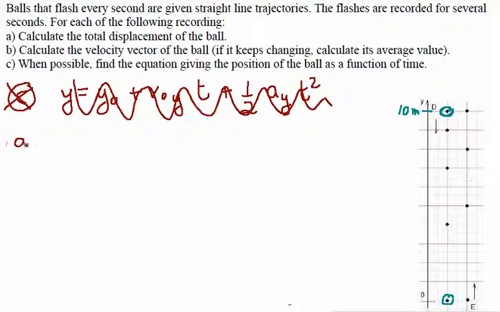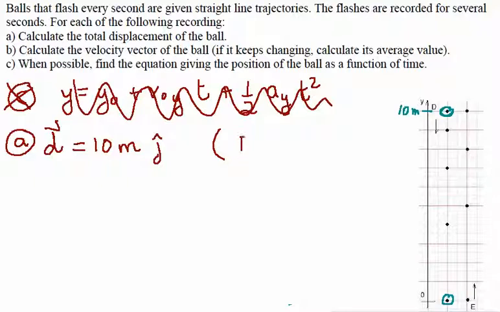Now for A, I can calculate the displacement. So the displacement is 1, 2, 3, 4, 5, 6, 7, 8, 9, 10. 10 meters up. And by the way, for ball D, the displacement was negative 10 meters. So for ball C, the displacement is 10 meters up.